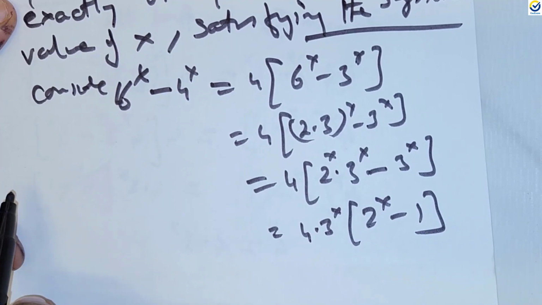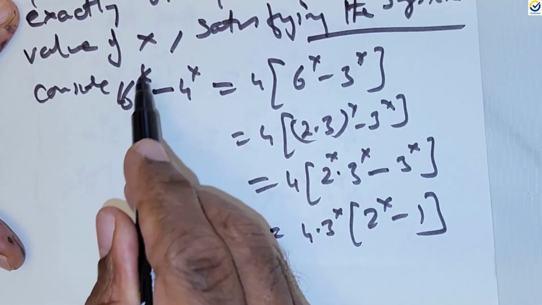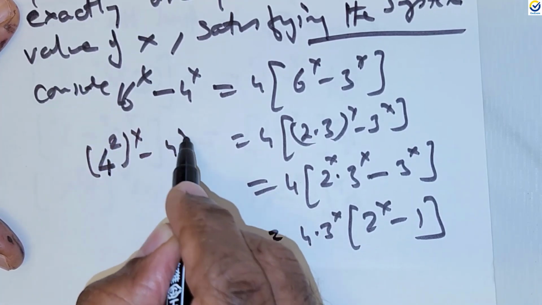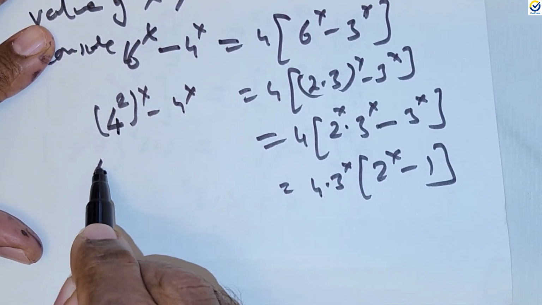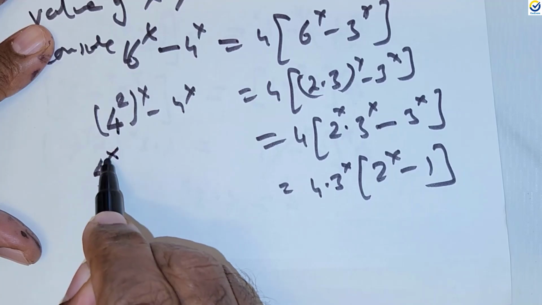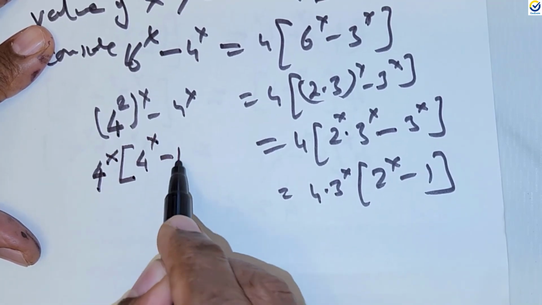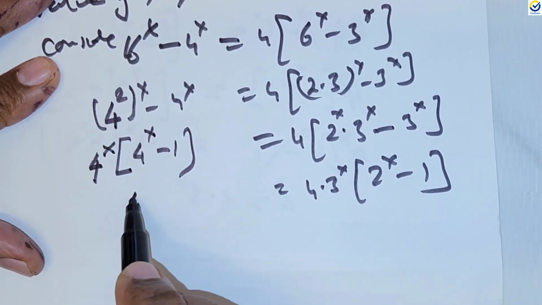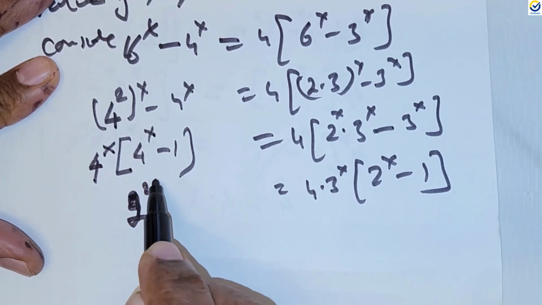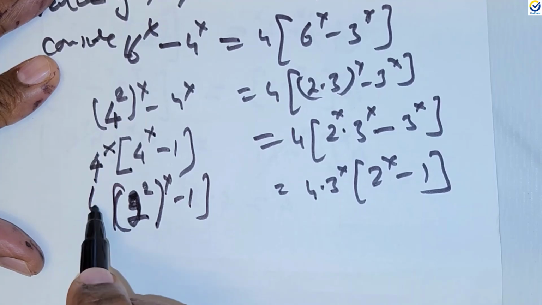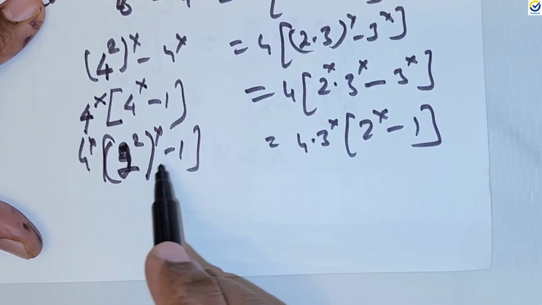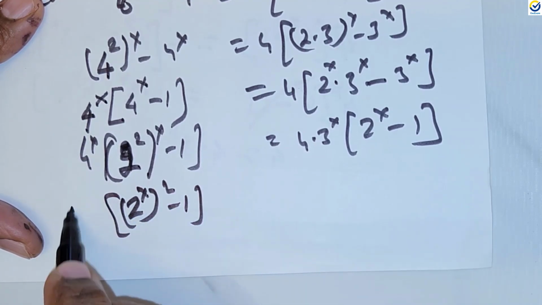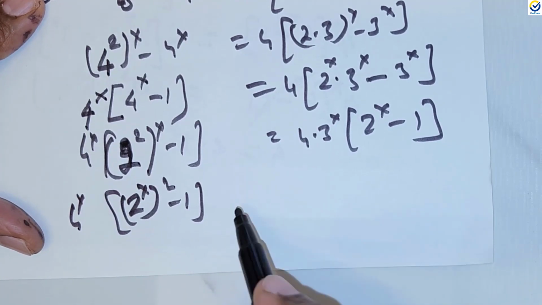Okay, so on the left side, this is 16 raised to the power of x. I'm going to write it as 4 squared raised to the power of x minus 4 raised to the power of x. Now, if I were to take 4 raised to the power of x out, I will have 4 raised to the power of x minus 1. Now, this 4 raised to the power of x, I'm going to write it as 2 squared raised to the power of x minus 1, of course you have a 4 raised to the power of x there. Now, can I write this as 2 raised to the power of x, the whole squared, minus 1, times 4 raised to the power of x? Of course, I can write.